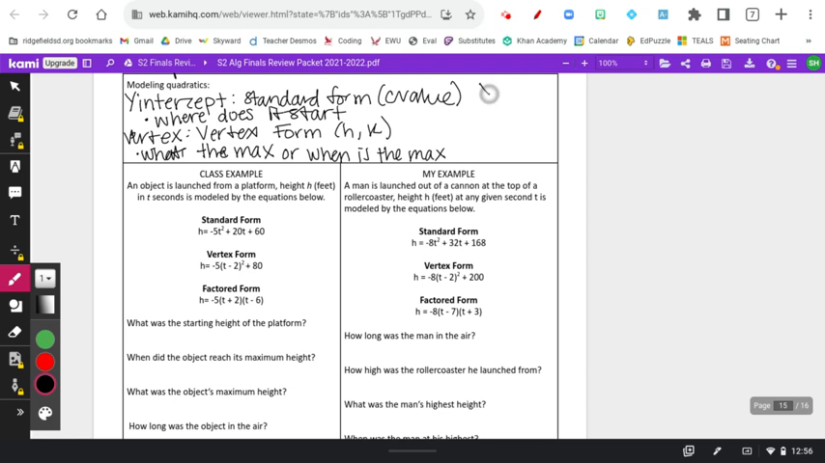Then last we have the x-intercept. This comes from factored form. This is how long is it in the air.